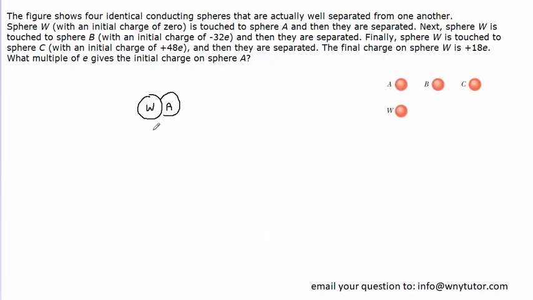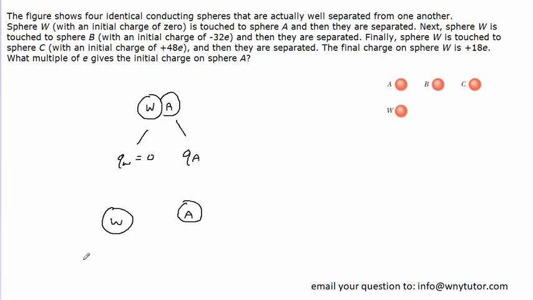So in the first phase of this question, we are going to bring sphere W and sphere A together, and we're then going to separate them. Now, the initial charge on sphere W was stated in the question to be 0, and then the initial charge on sphere A is unknown to us, and that is indeed what we're trying to figure out. So what we do when we separate the two spheres and we wish to determine the amount of charge on each one is we follow the idea from before.